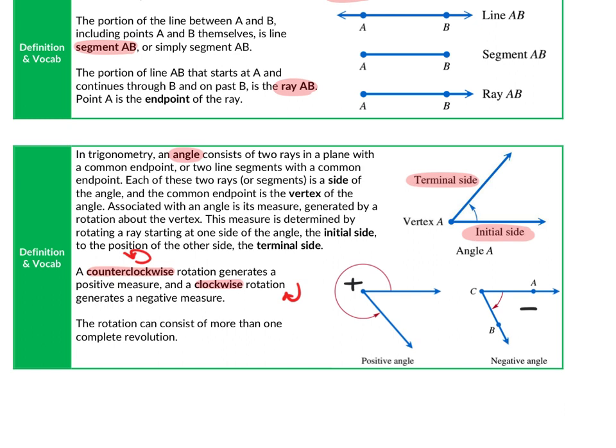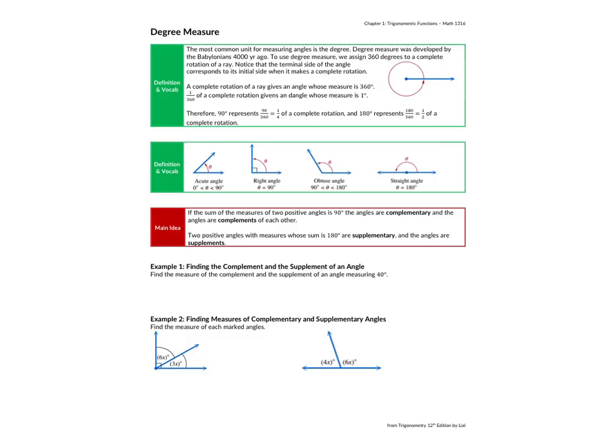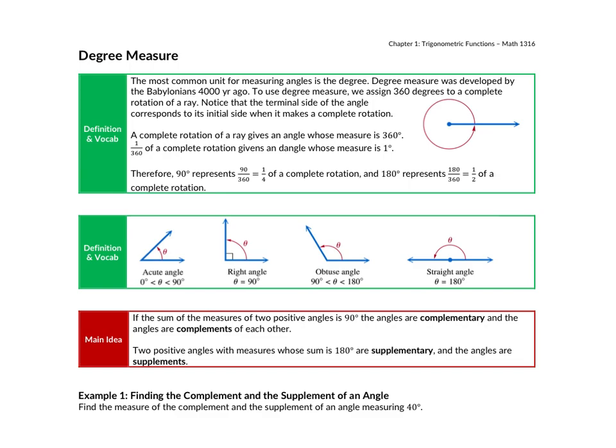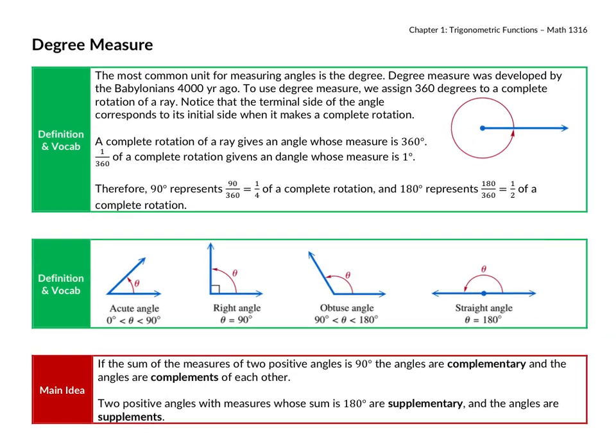Flipping it over onto the back, we have our degree measures. Now, those of you who've taken pre-cal know that eventually we will start measuring in what's called radians, but for the first few chapters of this book, we're working only in degrees. So let's make sure we know what a degree is. We've been using degrees for a long time.